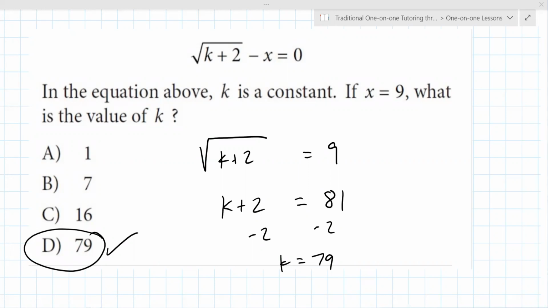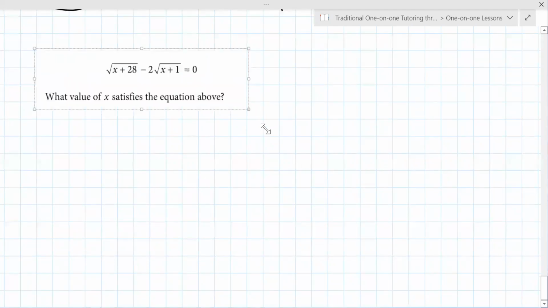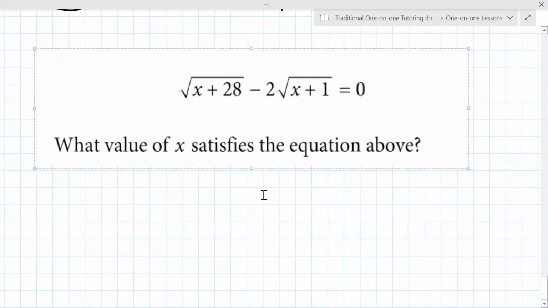Now let's look at this next question here together. When you get a question like this in your algebra 2 class, you'd have to move things over, you'd have to square, things like that. This is an example of a problem where you probably do want to try the answers.